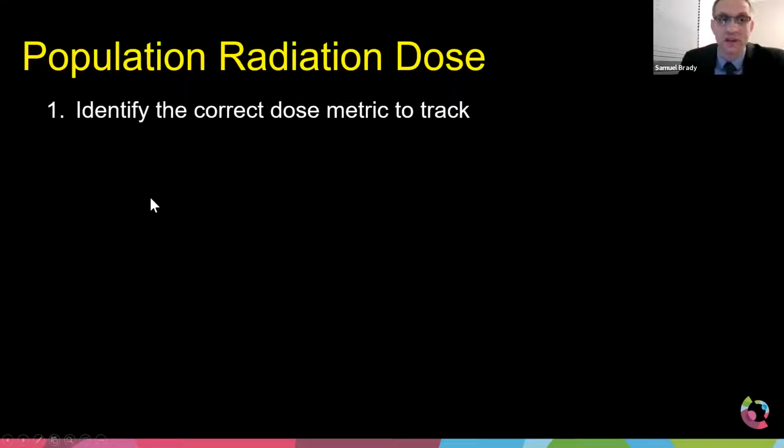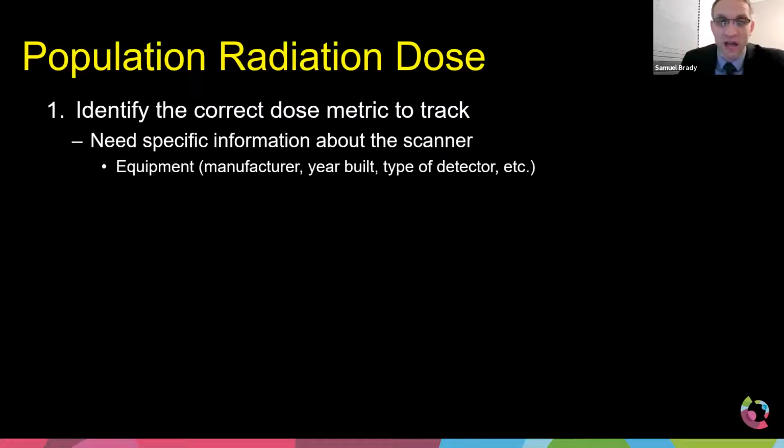Obviously, the first is we need to identify the correct dose metric to track. We can approach this in multiple ways: questionnaires, surveys, or the electronic acquisition that Juraporn showed, where the hospitals upload this data. However we approach this, we need to know what kind of equipment you're using: the manufacturer, is it a GE, is it a Philips scanner? We need to know roughly the year it was built, because this helps us understand the level of technology that scanner has.